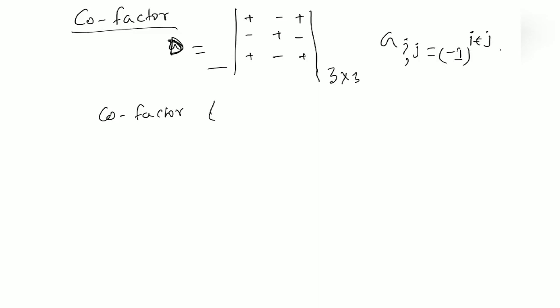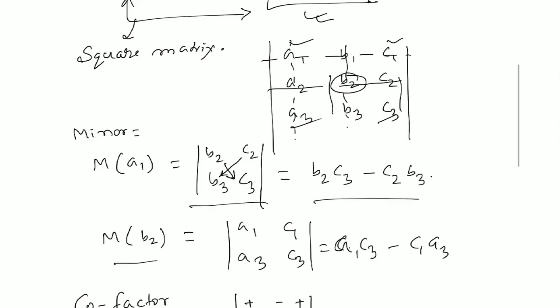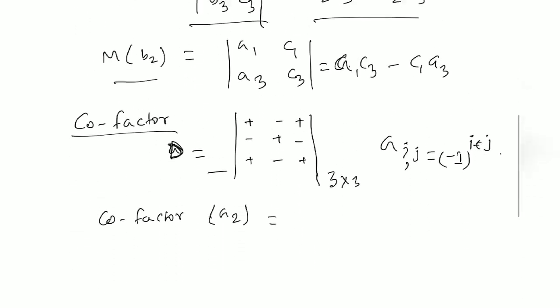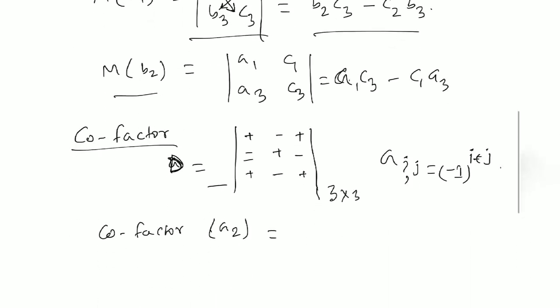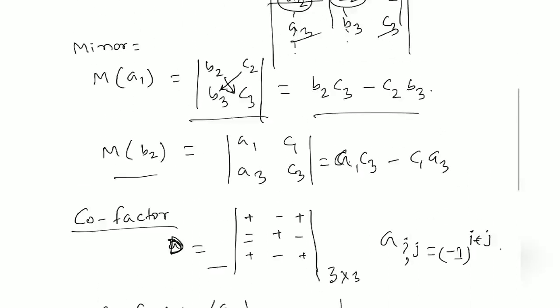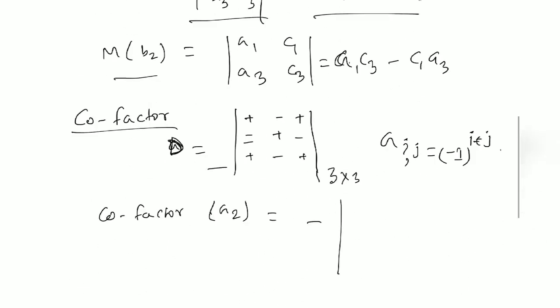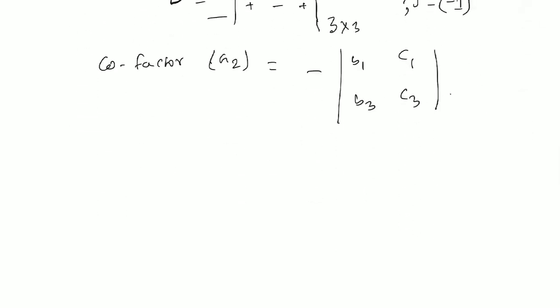Now, let's say we are asked to find the cofactor of an element. Cofactor is nothing but the multiplication of the sign of a position and the minor of that position. Let's say we are finding the cofactor of a2. The sign of a2 is minus. First eliminate the row and column of a2, and then we'll have b1 c1 and b3 c3. That is the cofactor of a2.